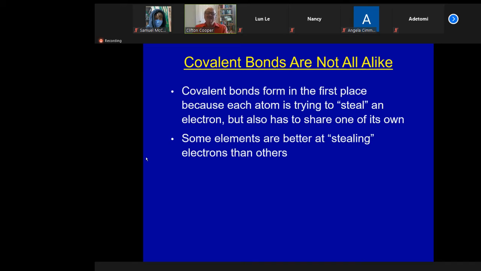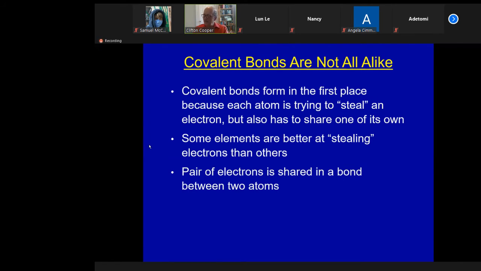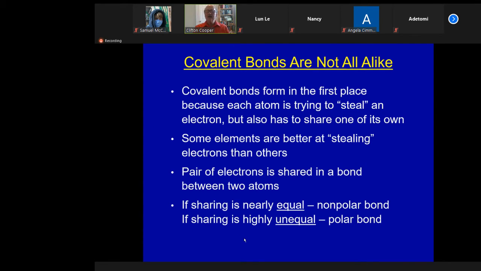And the thing is, some elements are better at grabbing the electrons or stealing them than others are. So if we put two elements together that are different, then one of them will have a stronger pull on those electrons than the other one. These electrons are being shared in a bond between two atoms. And the sharing could be equal or nearly equal, and we call that a non-polar bond. This is a very important piece of terminology for you to get to know.